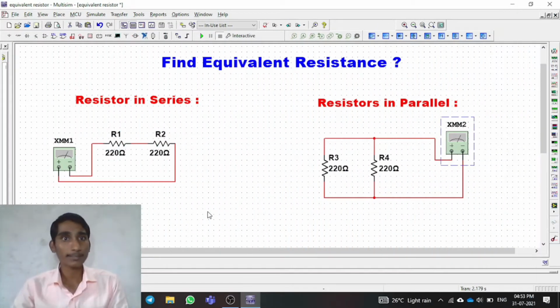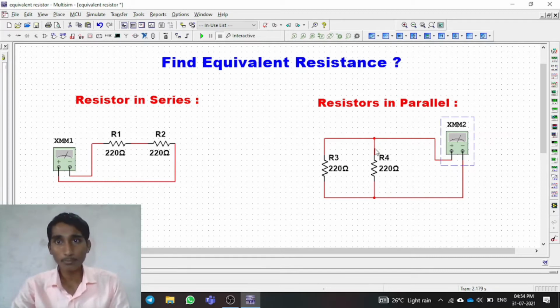Now you can see on my screen I have a software which is used for simulating the electronic components. So we are going to find the equivalent resistance first in series and then in parallel. In series you can see we have two resistors connected end to end, means the end of the first resistor is connected to the end of the second resistor. You can see my mouse cursor moving. Both are connected to the multimeter. This is a multimeter. We are going to see how it looks like in a practical workbench, so bear with me in this software.